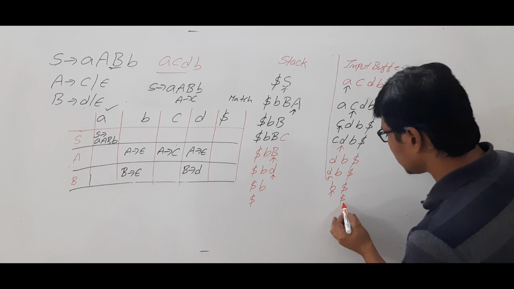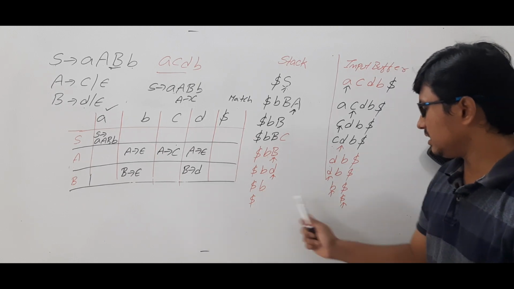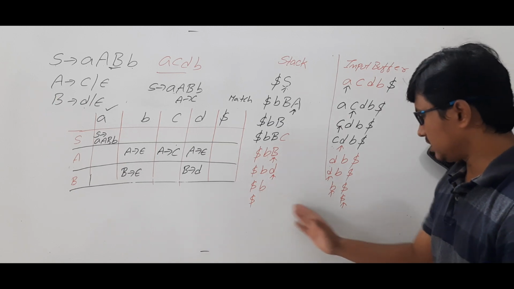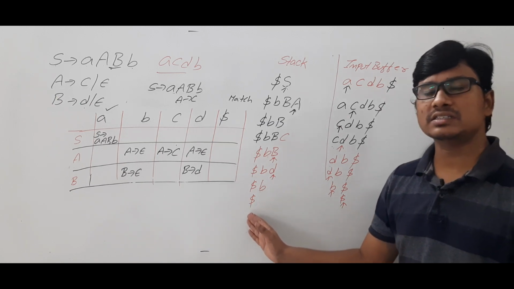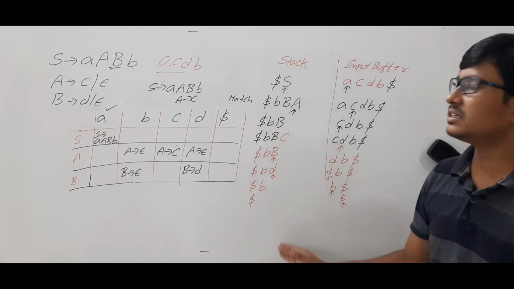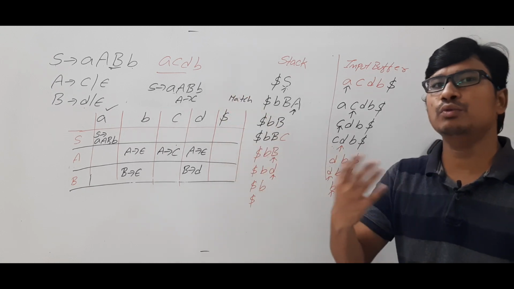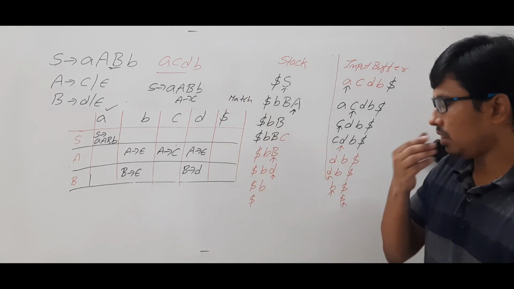Your input pointer is pointing to dollar. Now what can I say? I can say that the string is finished and your stack consists of only the bottom of the stack, which is dollar. So I can say that the procedure is finished. And now I will discuss how we will get the parsing tree.